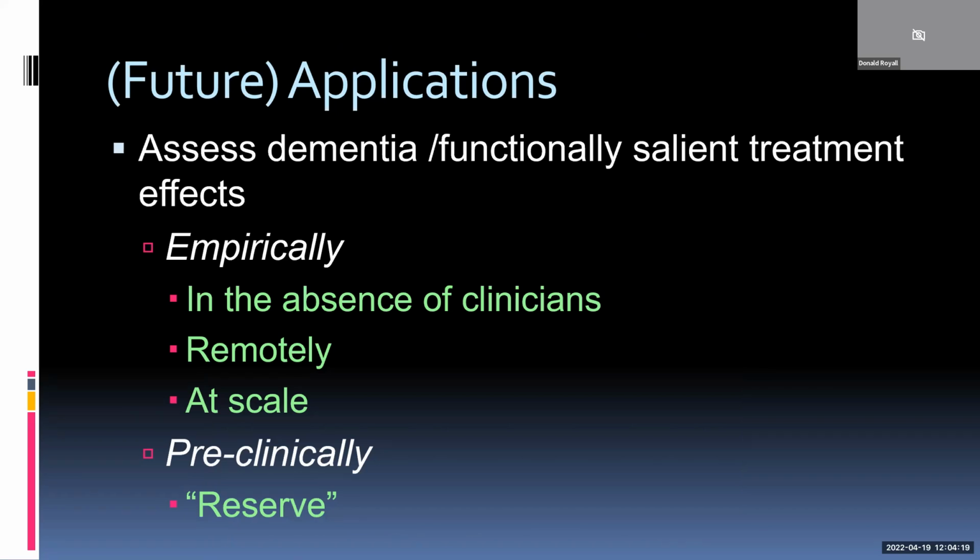So D has a lot of forward-looking future applications that haven't been achieved yet. We can assess dementia and functionally salient treatment effects for the first time empirically in the absence of clinicians thinking about recruiting a clinical trial under conditions of a pandemic, remotely at scale, and we can even conduct clinical trials against target biomarkers in non-demented persons and start to address their cognitive reserve or their prospective dementia risks.